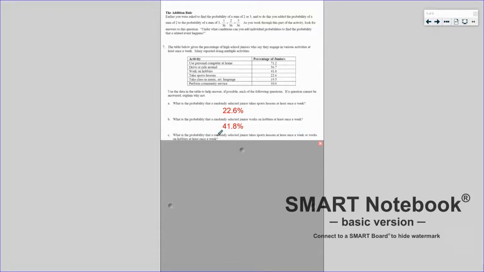What is the probability that a randomly selected junior takes sports lessons at least once a week or works on hobbies at least once a week? So sports lessons and hobbies, that's these two numbers here. So up here, we just added those values. Does it seem to make sense to just add these values here?